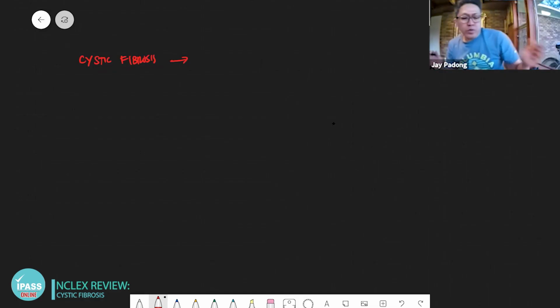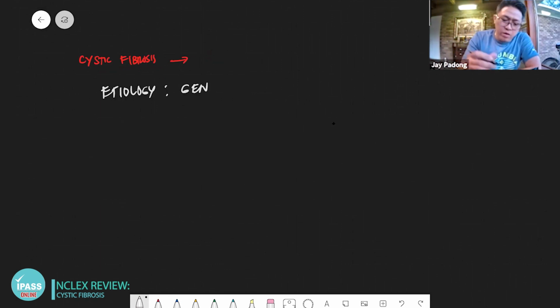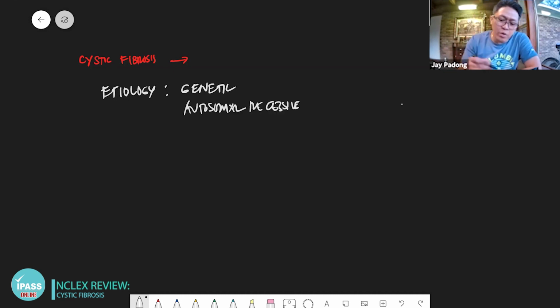So cystic fibrosis is a genetic disorder. And the genetic predisposition in terms of inheritance is what? Autosomal recessive. When you say autosomal, how many pairs of chromosomes do we have? 23 pairs of chromosomes. When you say autosomal, it affects the first 22 chromosomes. Any from that first up to 22 chromosomes.